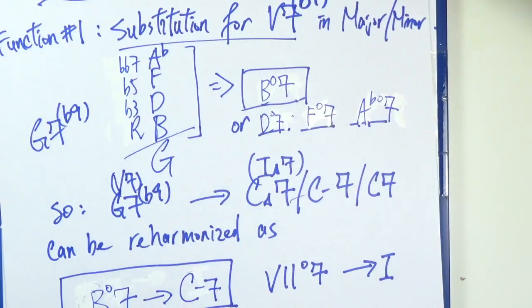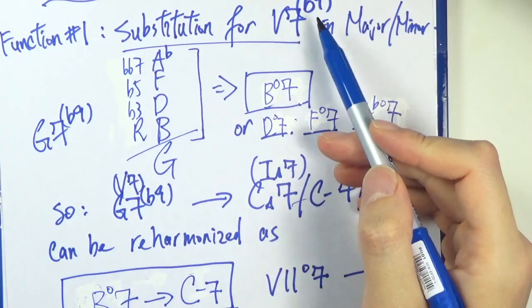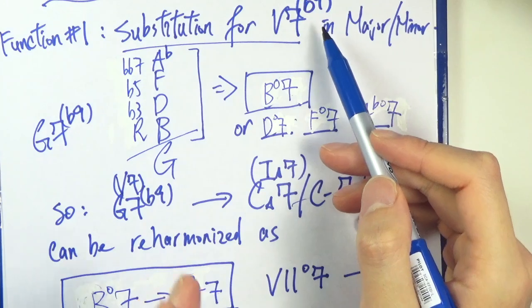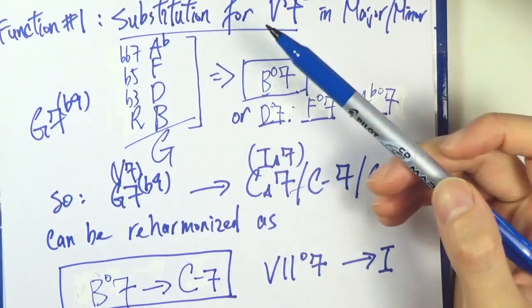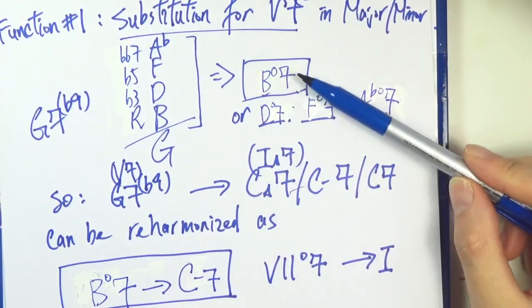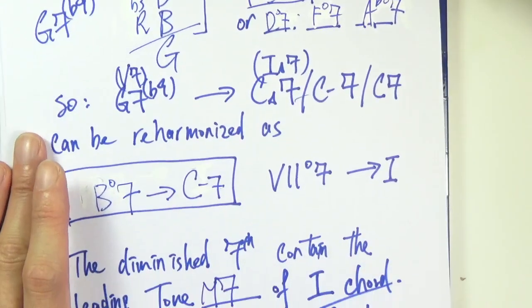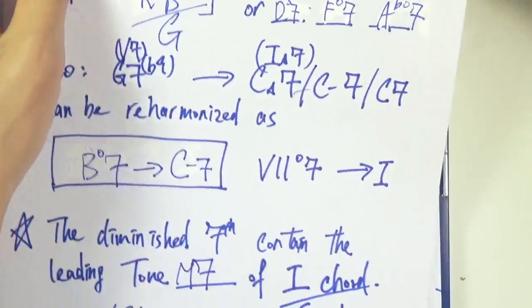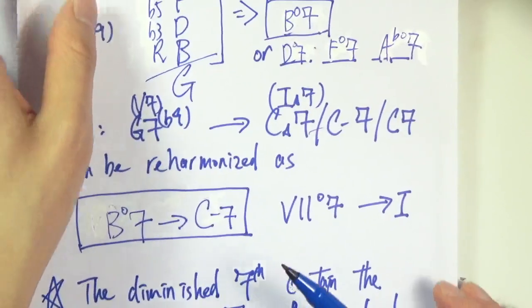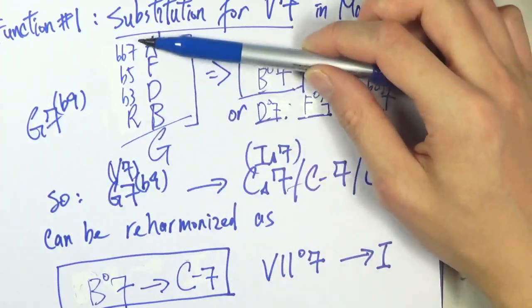Again, for a V7 flat 9 substitution to work using a B diminished 7th chord, it has to have the leading tone of the I chord, okay? In any case, if you're not sure, just write out all the chord tones and check.